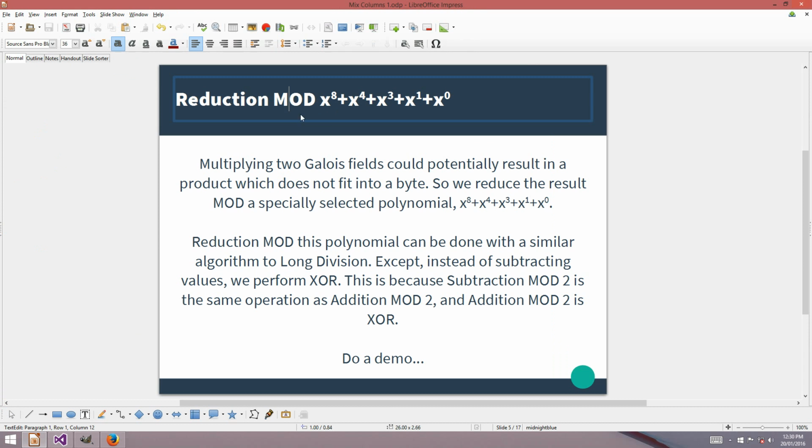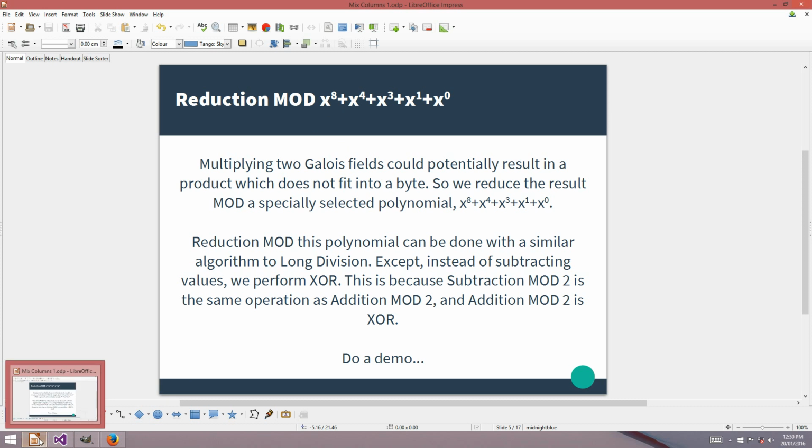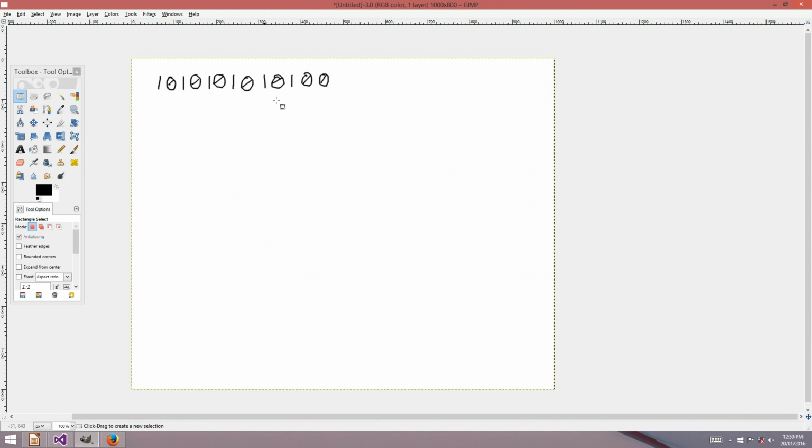The next amazing step is to reduce our answers mod this polynomial. This magic special polynomial just here is specifically chosen so that when we divide by this and take the remainder, it will always result in a byte length for our final answer. And it will always result in a unique byte for every input, which is good because we want to reverse this. We're encrypting here, and at some point we may want to decrypt, so you want to be able to reverse the operation.